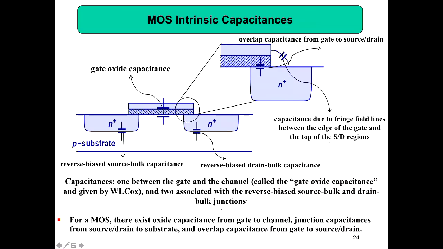Capacitance from gate to channel, because this is a capacitance from gate to channel. Then junction capacitances from source drain to substrate, and then overlap capacitance from gate to source drain. I want to highlight junction capacitances from source drain to substrate. What do you mean by source drain to substrate? So that is these capacitors.